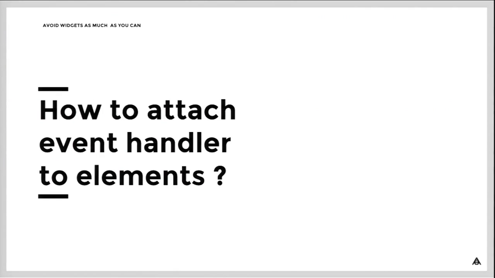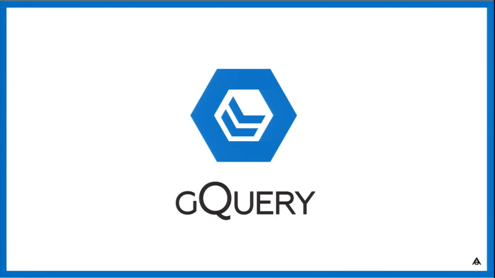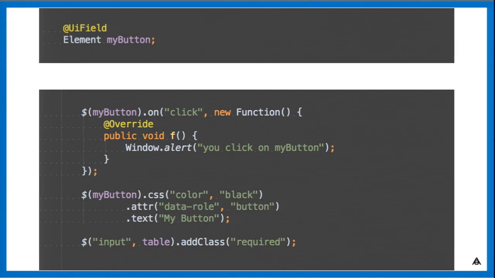So you say, okay, we have to avoid widgets as much as possible, but how can I attach the event handler to my HTML element? GWT.create is the solution. What we use is GWT.create. GWT.create is the rewriting of jQuery, the JavaScript library, in GWT. So that means that you can use the same code that you use in JavaScript with jQuery, but in your GWT application.